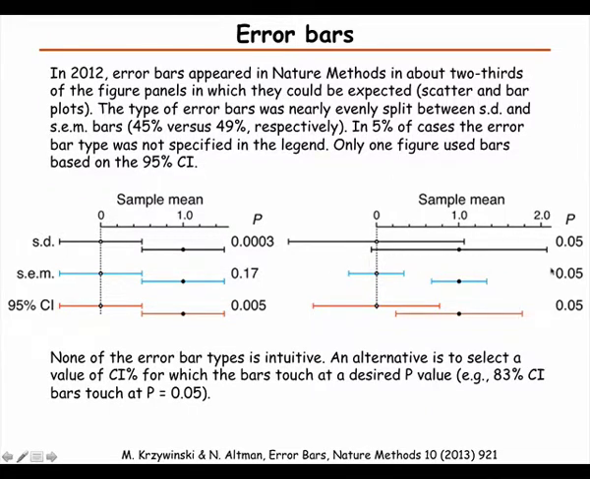If we look at a common choice of p-value, 5%, the overlap is very different. For standard deviation, there can be a large overlap, but still we have significant results. With standard error of the mean, there is a gap to obtain that p-value. While with the 95% confidence interval, again, there's quite a bit of overlap.